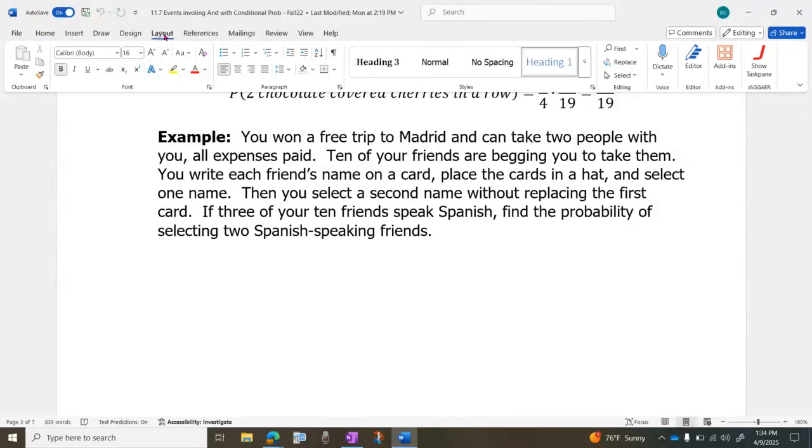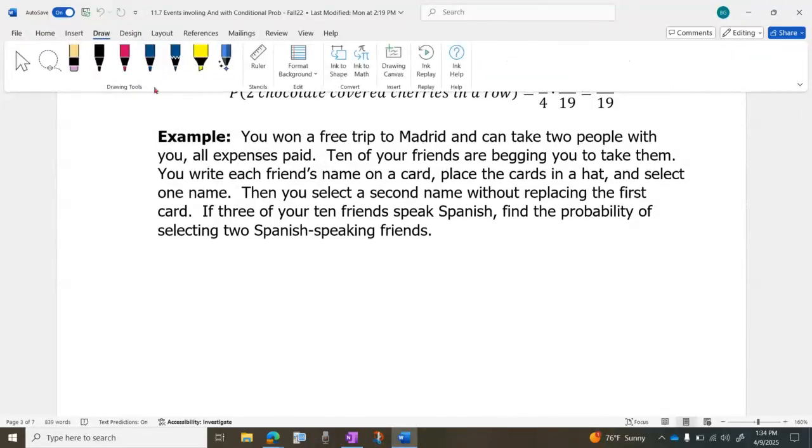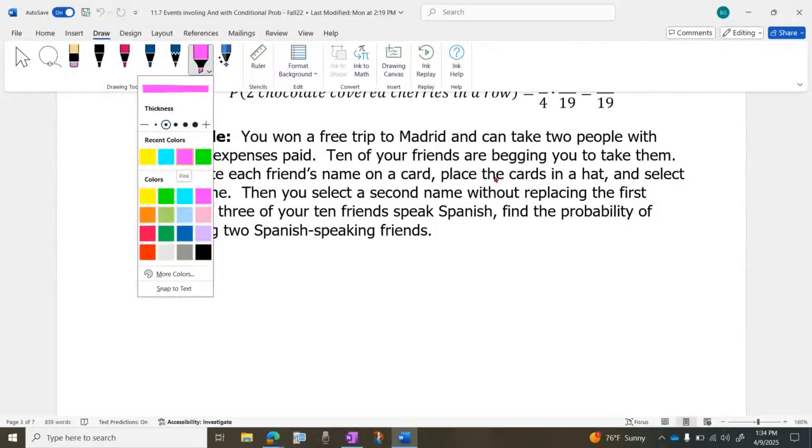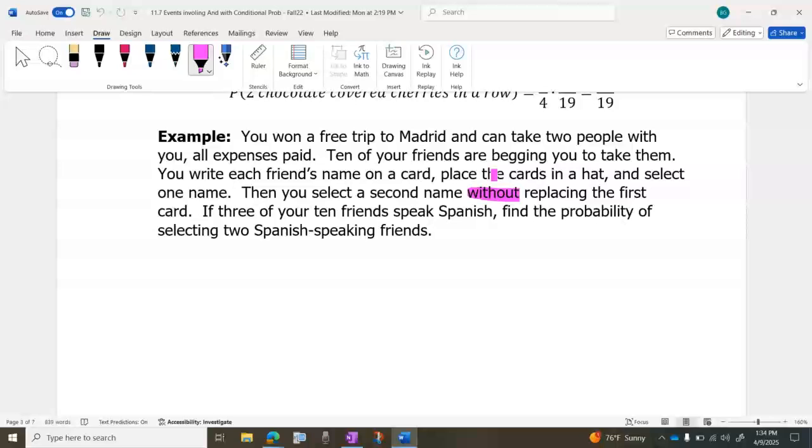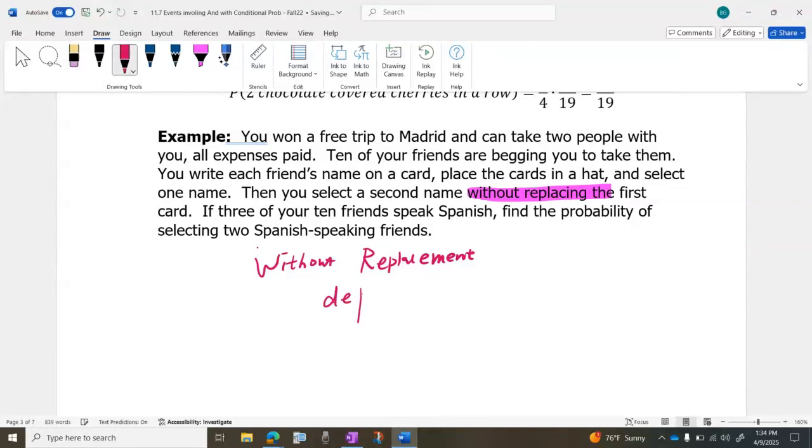Okay, this is a very important piece of information. Without placing back. So this is without replacement. We know without replacement, the 2 events are going to be dependent, right? Without placing back the first card, if 3 of your 10 friends speak Spanish, find the probability of selecting 2 Spanish-speaking friends.